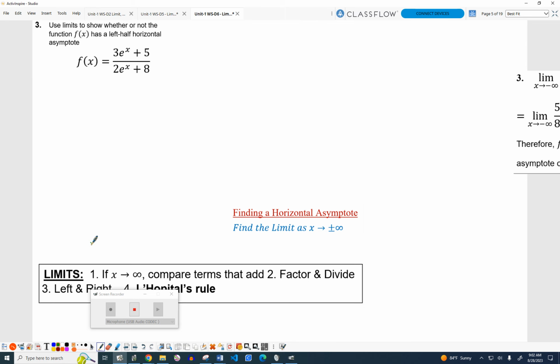Okay, it says left half horizontal asymptote. So I'm going to find the limit of f as x approaches negative infinity. So I need to compare terms, they're adding again. But now I have to remember this is e to a negative number that becomes more negative. This is 5. This is e to a negative number that becomes more negative. I don't really worry about the 2 and the 3 yet.